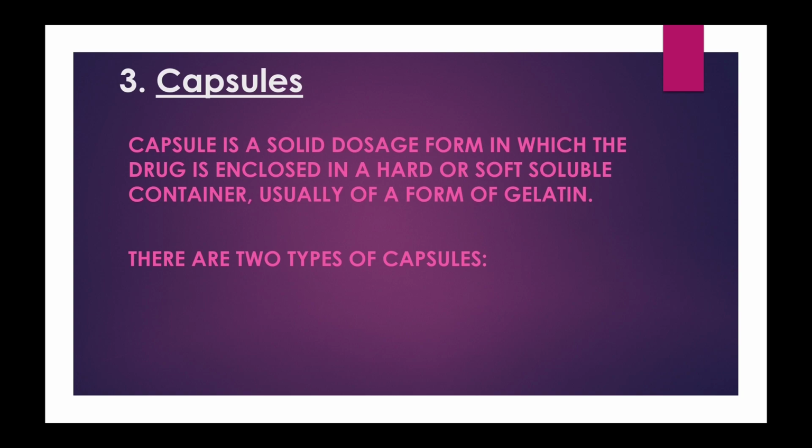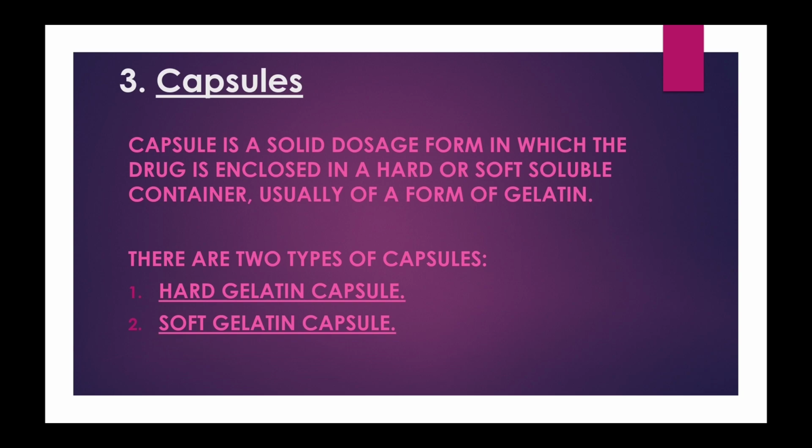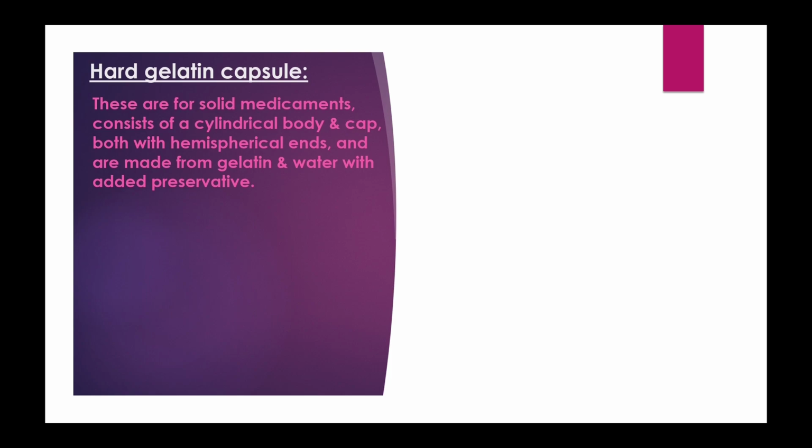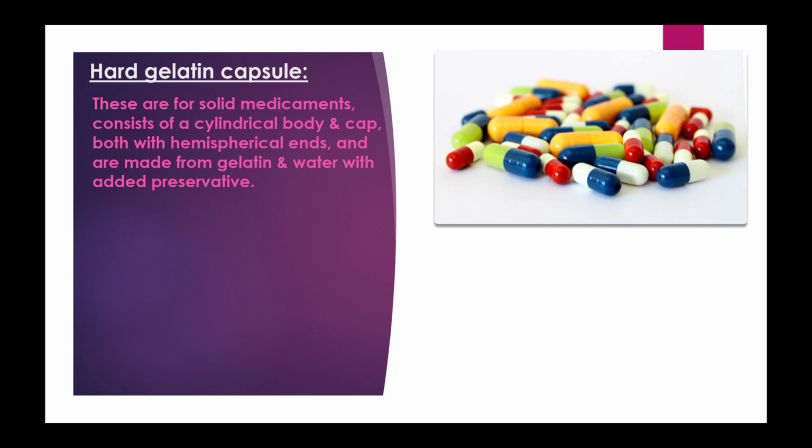There are two types of capsules. One, hard gelatin capsule, second, soft gelatin capsule. Let's see each capsule type individually. First, we'll see hard gelatin capsule. These are for solid medicaments, consist of a cylindrical body and cap, both with hemispherical ends, and are made from gelatin and water with added preservative. This is an example of hard gelatin capsules. This is how hard gelatin capsules look like.